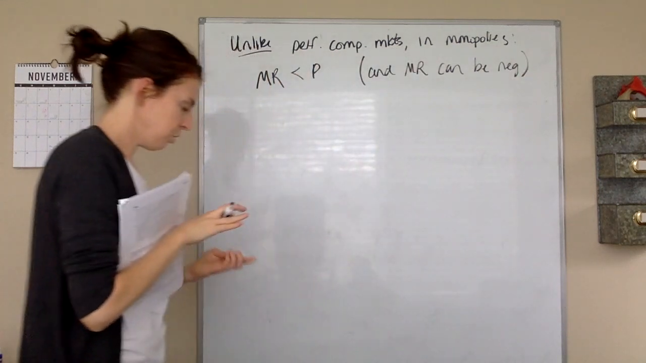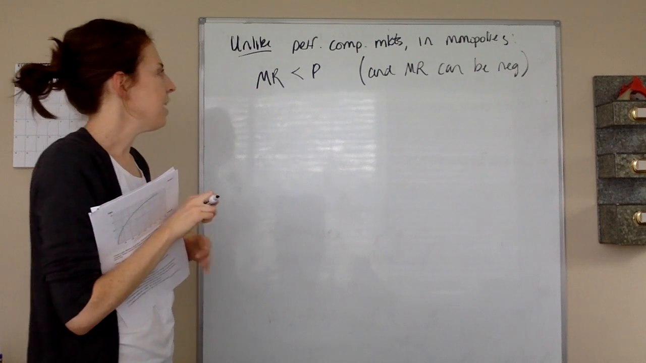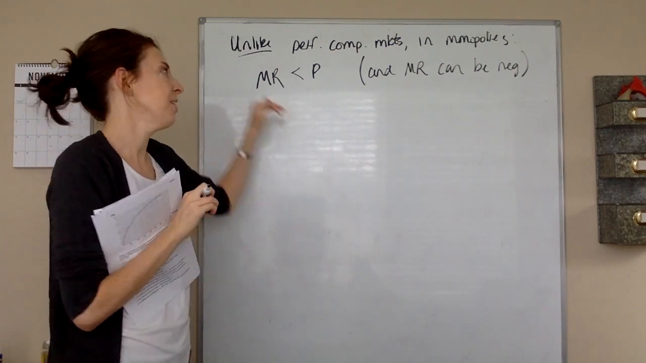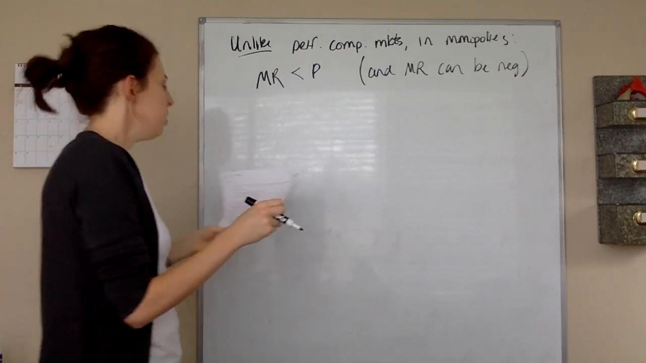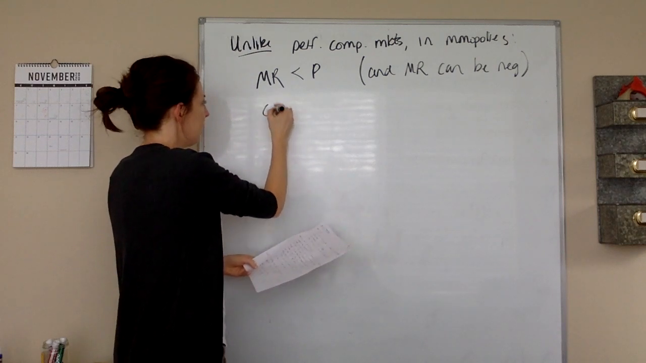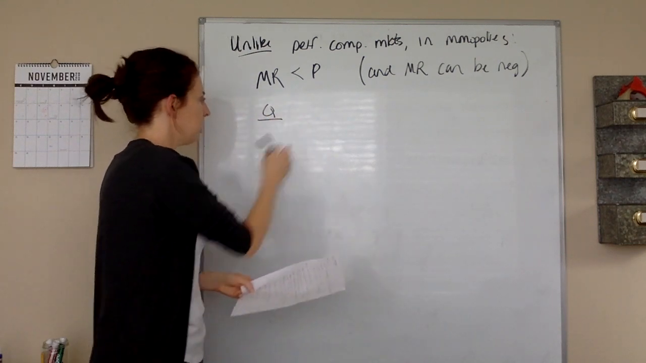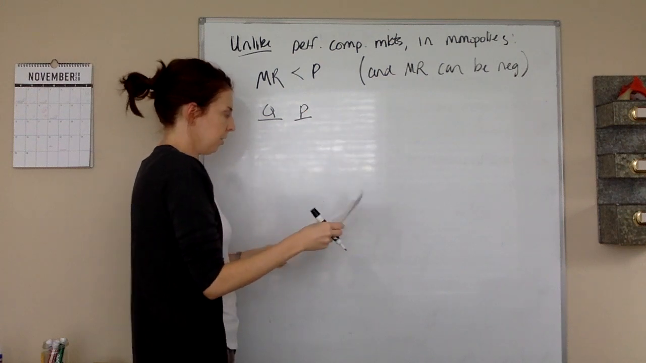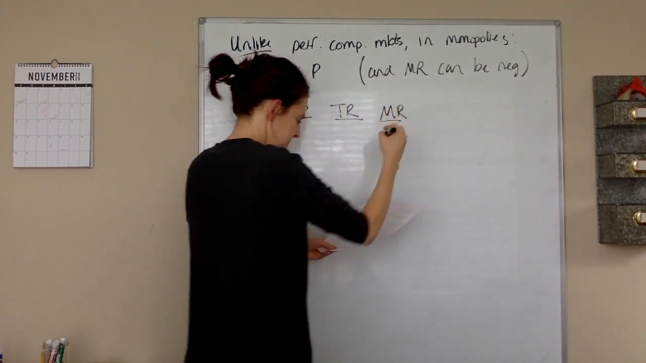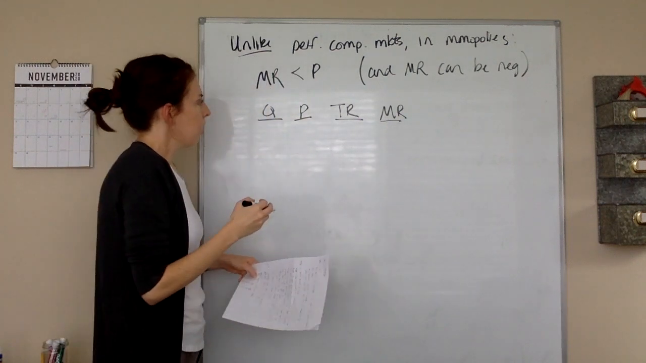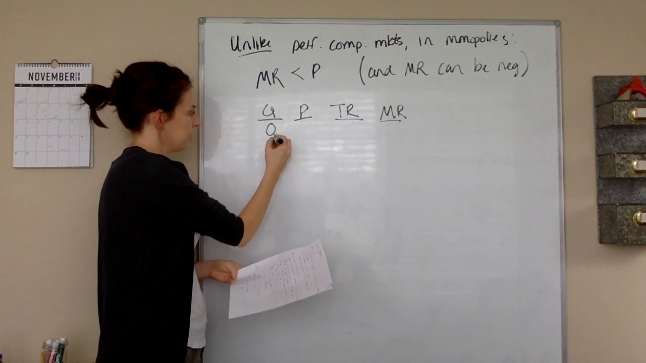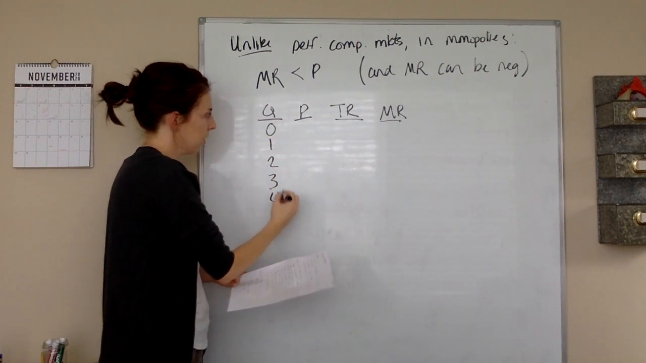To help you understand this, let's make a table real quick, calculate marginal revenue, and compare it to price to verify that what I've told you is actually true. So let's make a table where we have quantity in one column, price in another column, total revenue in another column, and marginal revenue in the last column. I'm going to start out by putting in some numbers. We'll have a quantity of 0, 1, 2, 3, 4.